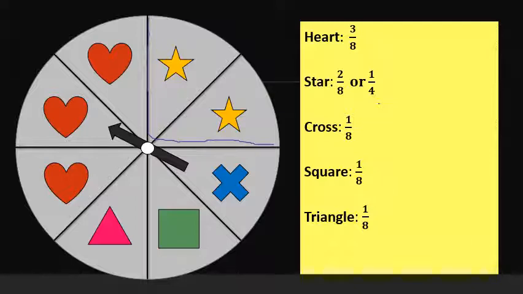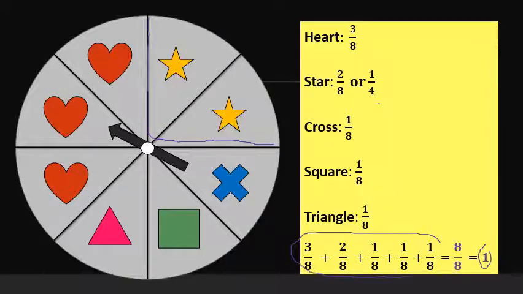Now, what you might notice is that if I decide to add up all these probabilities, I end up with 8/8 or 1. So when we add up the probability of all the different outcomes in a chance experiment, it will always equal 1, because we're representing it as fractions, and we know that these are fractions of a whole. So the whole is all the outcomes, the total number of outcomes, and these are the probability of the different outcomes.